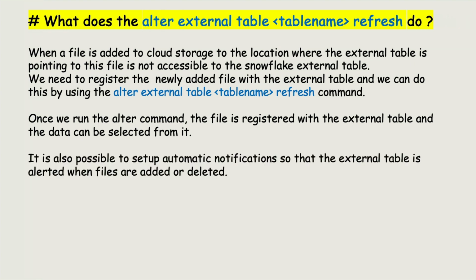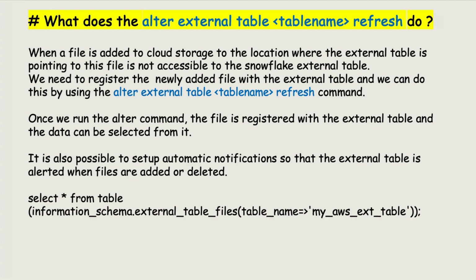Once we run the alter command, the file is registered with the external table and the data can be selected from it. Let's talk about automatic notifications. I'm sure nobody likes running alter external table name refresh command every time a new file is added. To avoid this, Snowflake provides automatic notifications. When we set automatic notifications, the external table is notified every time a file is added or deleted, and when it is notified, what it does is that it automatically adds the file to its metadata and is accessible by the select statement.